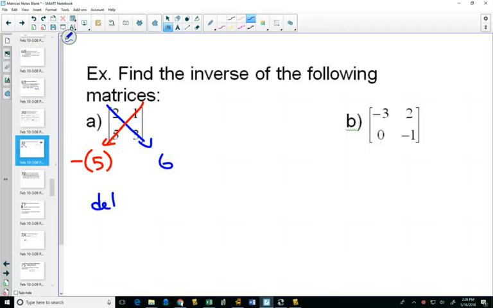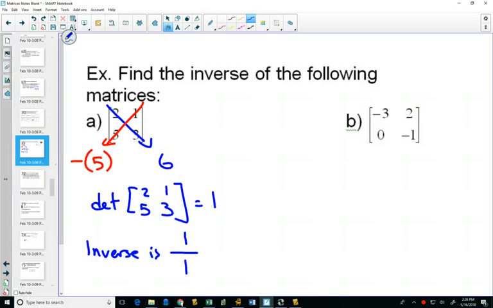So the determinant of this matrix is equal to 1. And therefore, the inverse is 1 over 1. You go to your matrix, you switch these two values and make these two values negative, and we have our inverse.